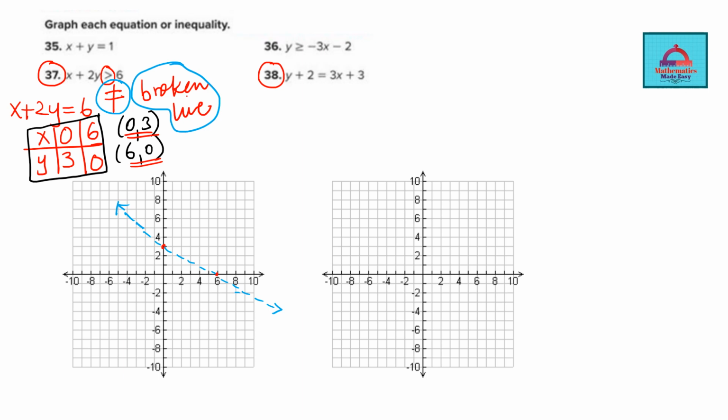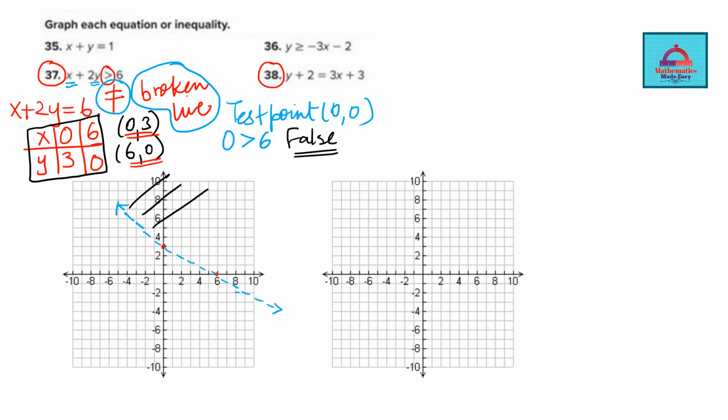Now we take the test point. Usually the test point that we take is 0 comma 0. So put x equal to 0, y equal to 0. Left side is 0. Is 0 more than 6? Is it true or false? Think about it. Definitely 0 is less than 6, so this is false. That means 0 comma 0 is not a solution, so this area will not come. The solution will be the above side, which does not have 0 comma 0. So this shaded region represents your graph for question 37.